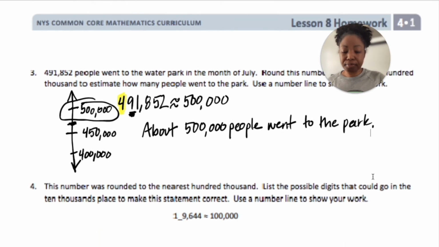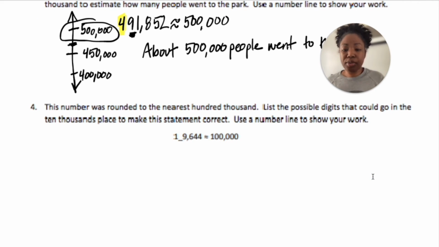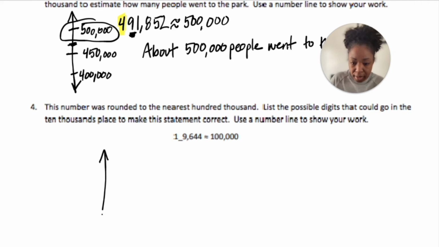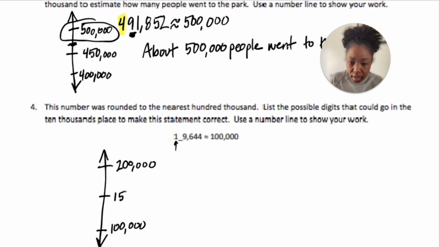For number 4, this number was rounded to the nearest 100,000. List the possible digits that could go in the 10,000s place to make the statement true. We want to round this down, right? So we're going to use this number line to show our work. That's what it also says. This would be 100,000. That's how many 100,000s it is. One more than 1 is 2. Halfway is 150.